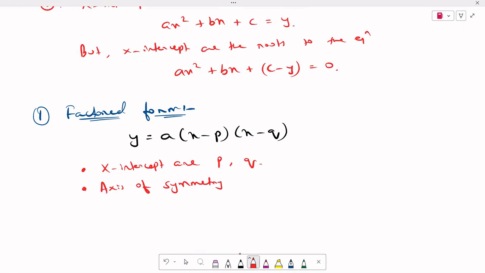Okay. We should know the axis of symmetry. Axis of symmetry is basically a line. So whenever we talk about axis of symmetry, we are talking about the equation of a straight line. So axis of symmetry is x is equal to (p plus q) divided by 2.